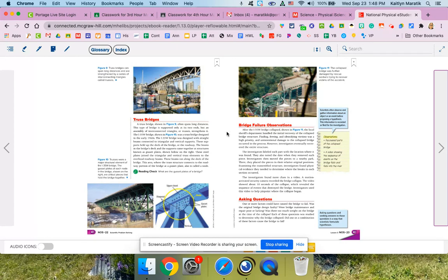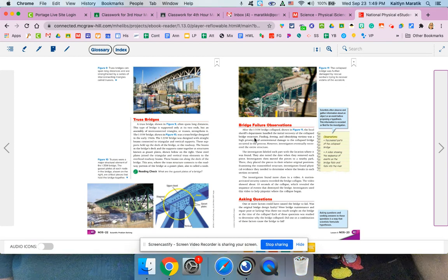So, some bridge failure observations. This is where, like a scientist, they would write down the observations that they saw. After the bridge collapsed, the local sheriff's department handled the initial recovery of the collapsed bridge structure. Finding, freeing, and identifying victims was a high priority, and unintentional damage to the collapsed bridge occurred in the process. However, investigators eventually recovered the entire structure. The investigators labeled each part with the location where it was found. They also noted the date when they removed each piece.